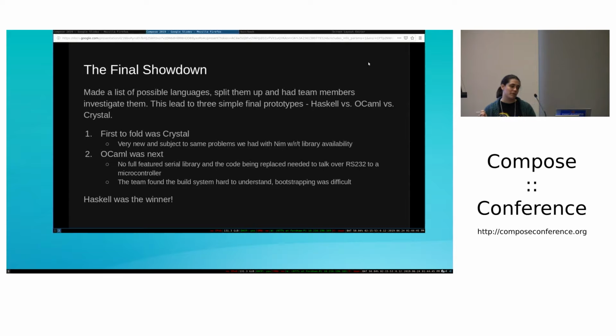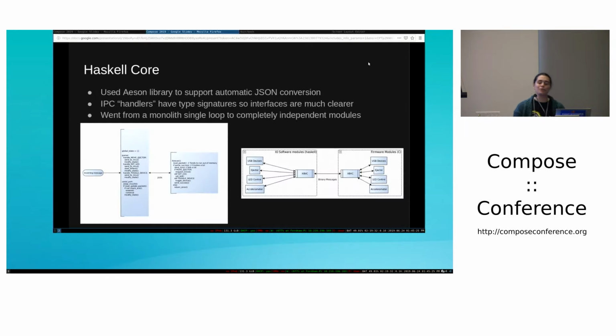Next to kick the bucket was OCaml, which hit some people on our team very hard. It was a very nice language, but it didn't have a fully featured serial library, and the process that we were trying to replace talked directly to our microcontroller over a serial port, so that was non-negotiable. And the build system was a little much for us, going from running just code on the computer to setting this whole system up. So, like I said, I won. Haskell wins. So we decided to do Haskell, and it was everything we dreamed it would be, at least for me.